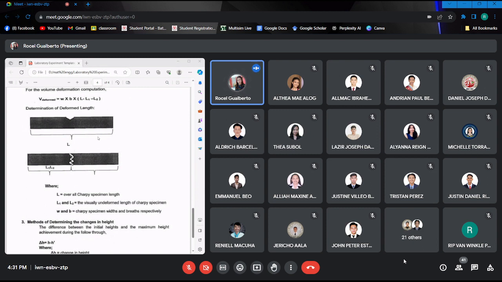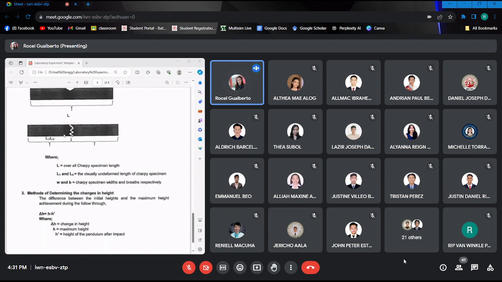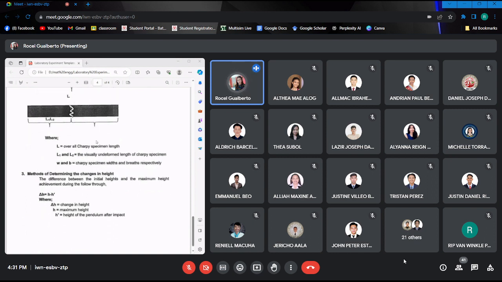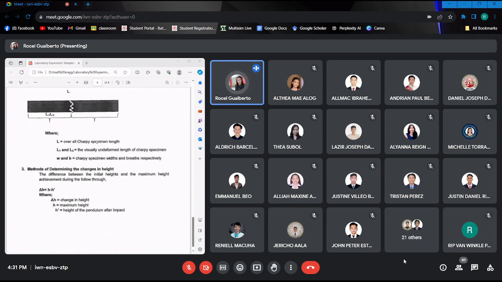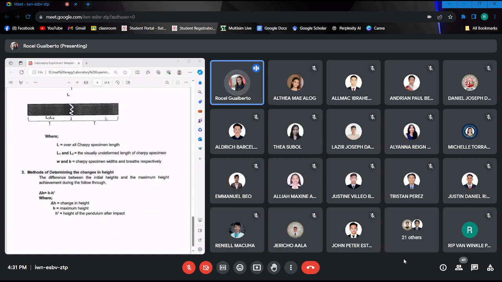So you have here the numerical value of the length. This is L1 and this is L2, on the other side. L is the overall length of the Charpy specimen, which is 56 mm. L1 and L2 are the parts that will not bend in our specimen, so we measure those. It is the visually undeformed length of the Charpy specimen that we look at, the undeformed length. You just take the undeformed length here.